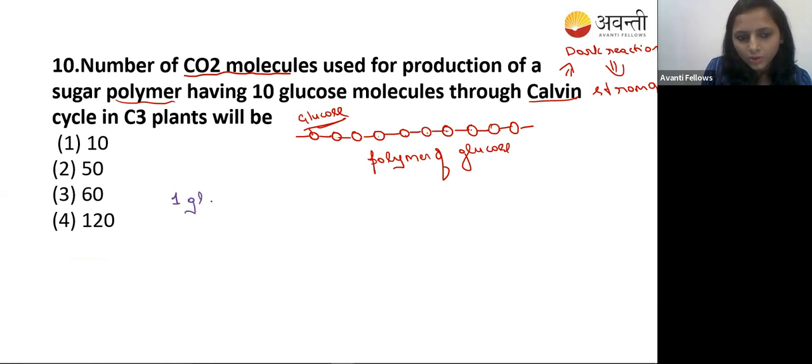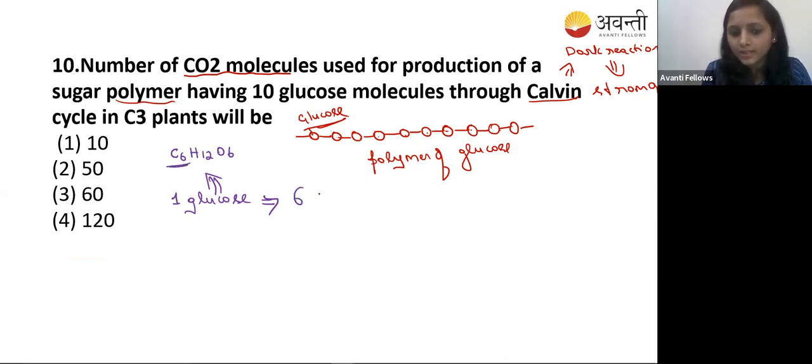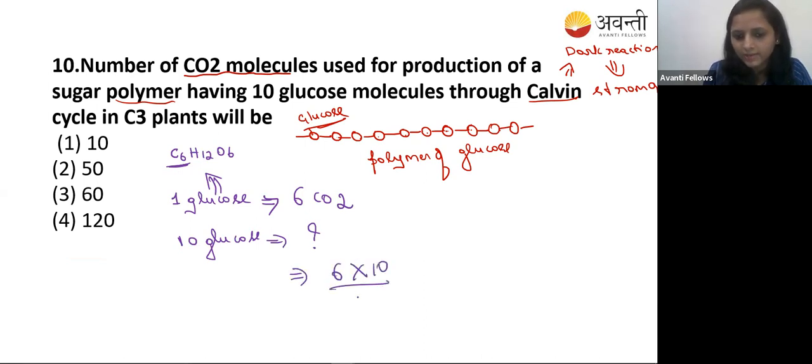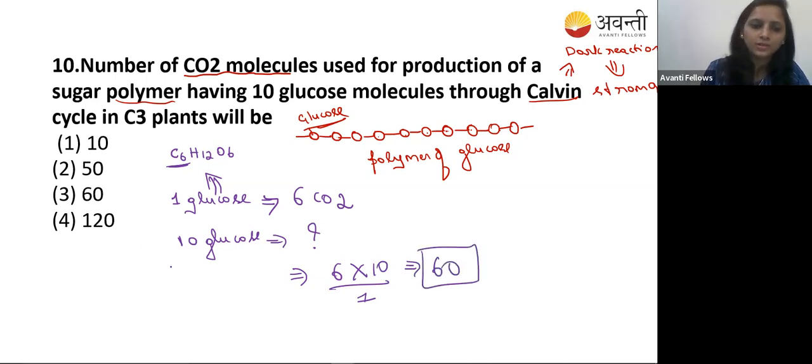For production of one glucose molecule, first let us talk about the molecular formula of glucose, that is C6H12O6, right? For formation of one glucose molecule, I require 6 carbon dioxide, right? So then obviously, 10 glucose molecules means how many carbon dioxide do I require? We can do the cross multiplication. 6 into 10 divided by 1 is equal to 60, right? Everyone, you can give the answer. So that is option 3, right?